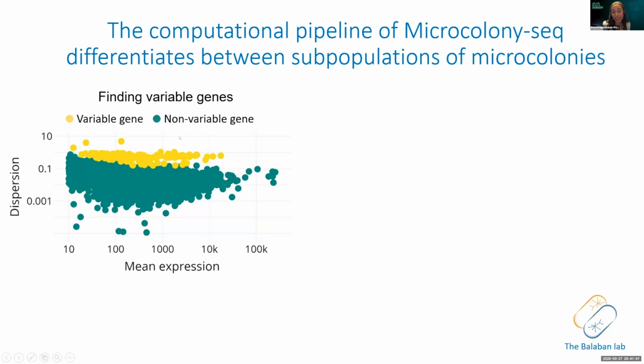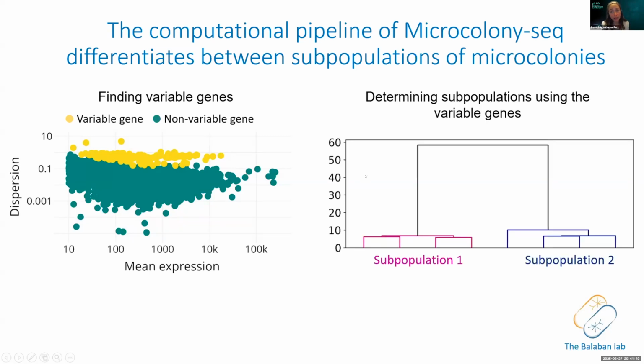Now, we take these variable genes and we cluster the microcolonies using only the variable genes. You can see here that in this hierarchical clustering we determine two subpopulations of microcolonies. Now that we know the subpopulations, we can apply differential expression analysis and fitness characterization to understand these subpopulations.